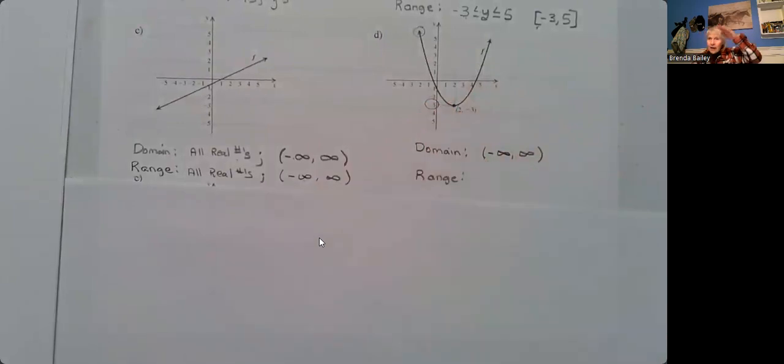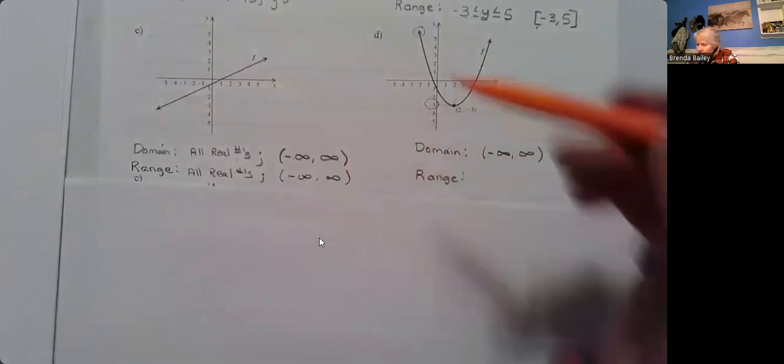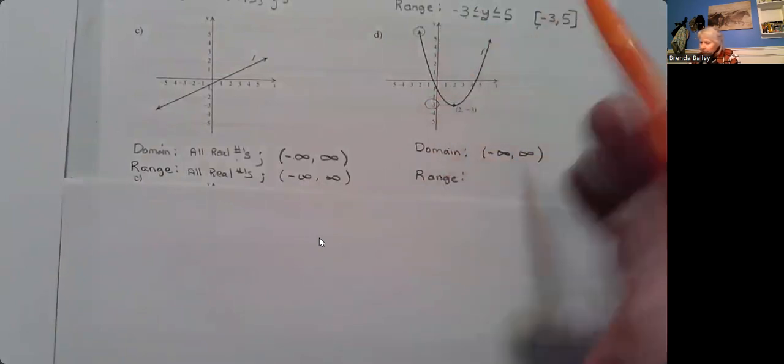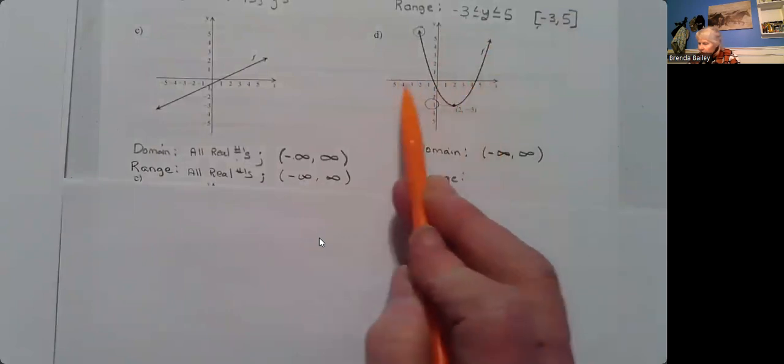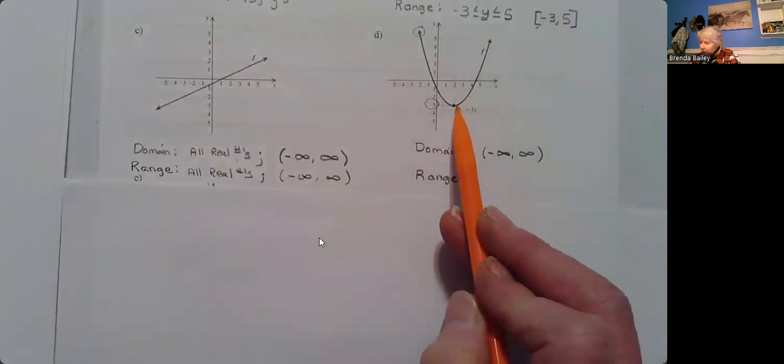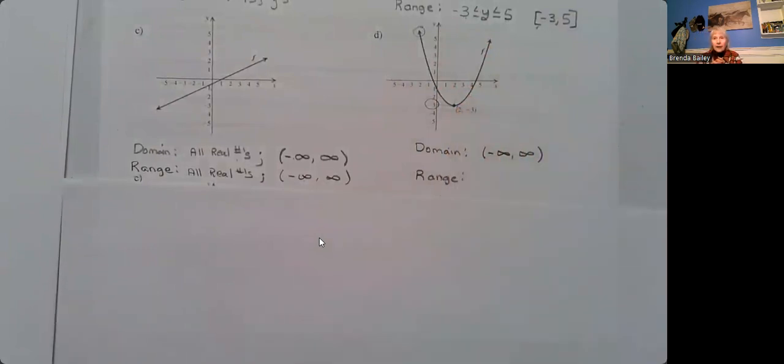And again, the range is that y-axis. It's going to be this axis to determine your range. This axis determines your domain. So the bottom range is a -3. Does it include the -3?